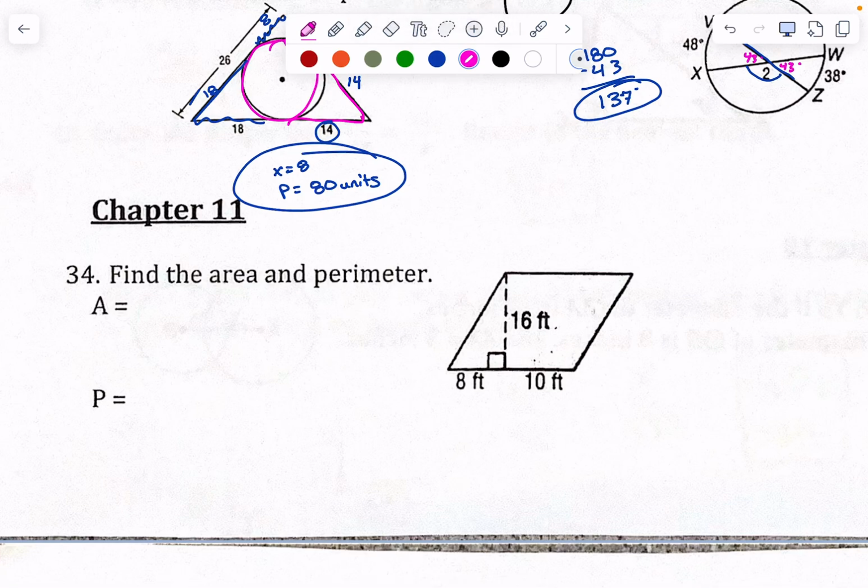Whoever else wants to watch this, we're doing chapter 11, question 34 to the end. Is there 45 questions? So we've got 11 questions. Here we go. Find area and perimeter. This is a parallelogram. Get your calculators out.